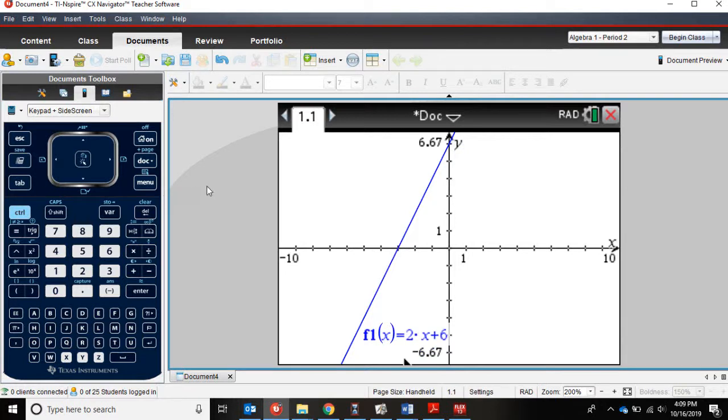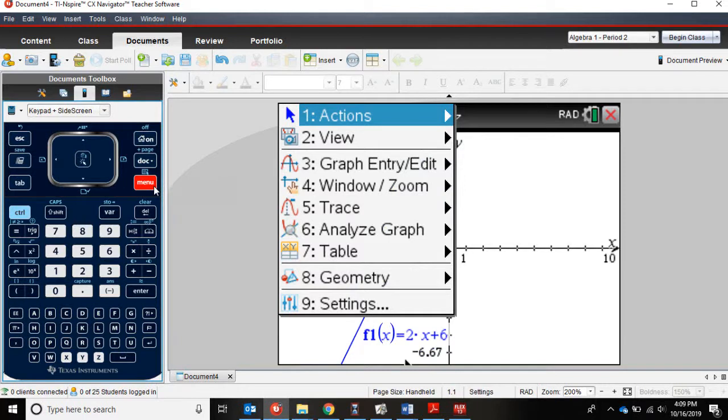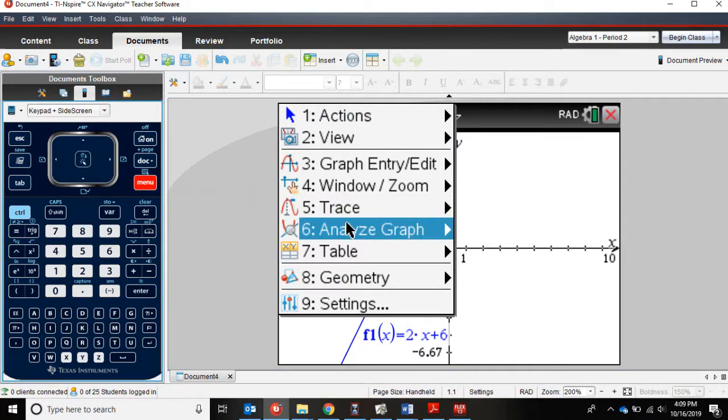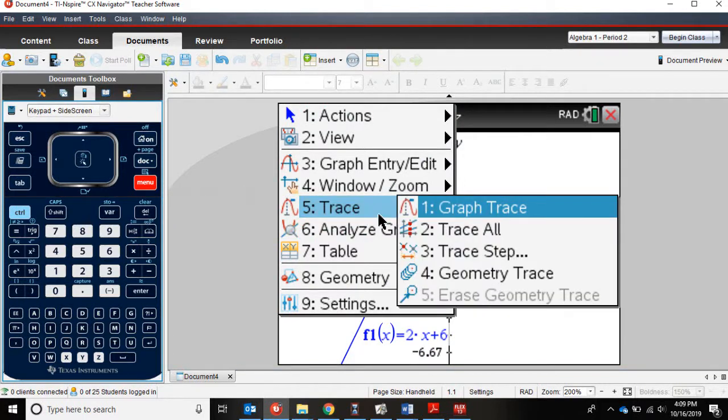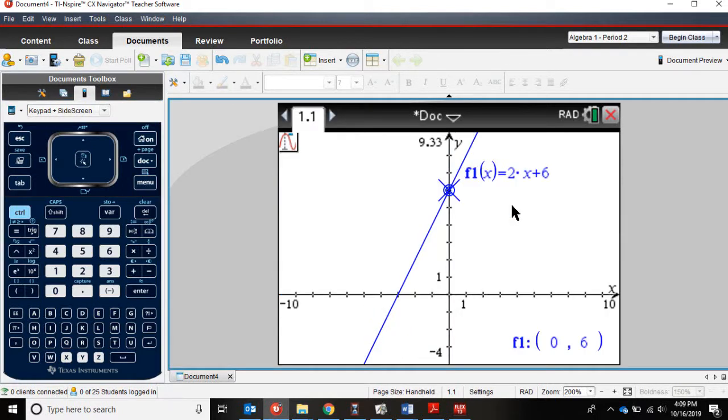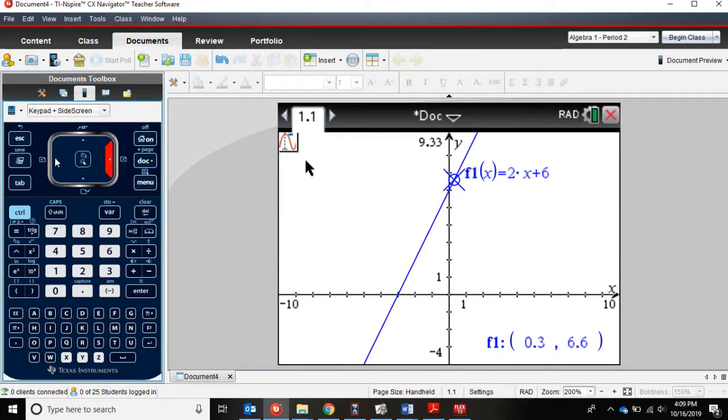Something else on the calculator though. Push menu. And what I want you to do is trace your graph, which is number 5. And then I want you to do number 1, which is graph trace. And if you pick number 1, and then you use your arrow keys, it will tell you different points.